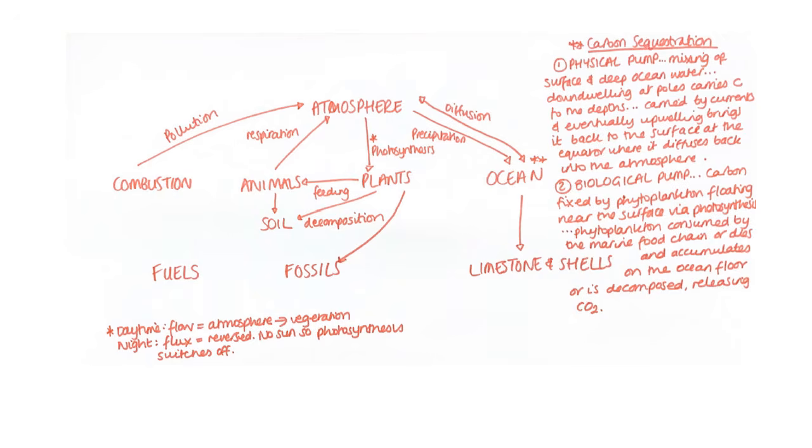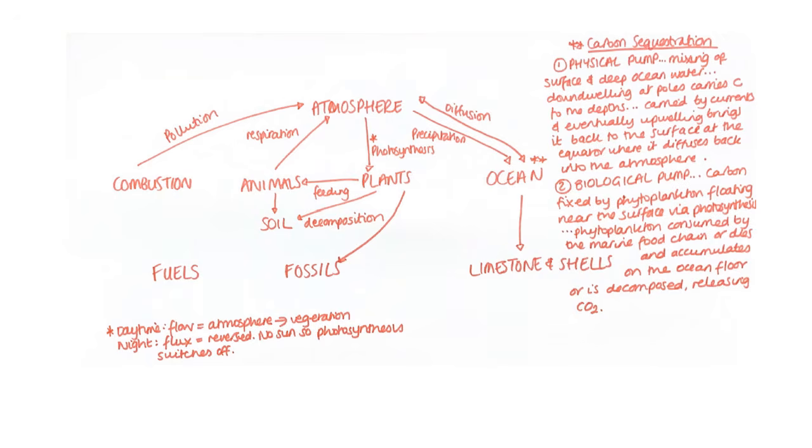So within the oceans, you've got the physical pump and the biological pump taking carbon in and moving it around the ocean. The physical pump is where diffusion brings the carbon into the surface water, and you get that movement of water through the oceans where you've got cold water sinking, or down-welling, at the poles, carrying the carbon down to the depths, where it gets carried along by the currents and eventually upwells at the equator, where it can then diffuse back into the atmosphere again. And so you've got that movement around the oceans.